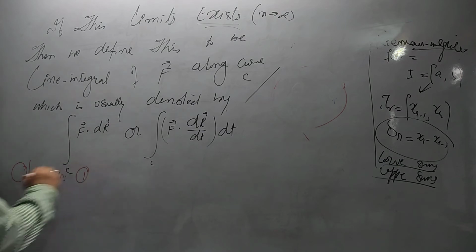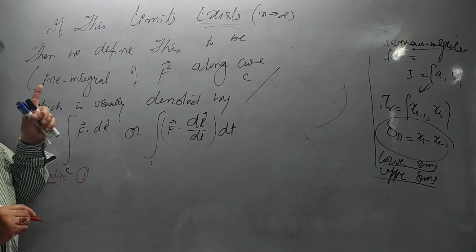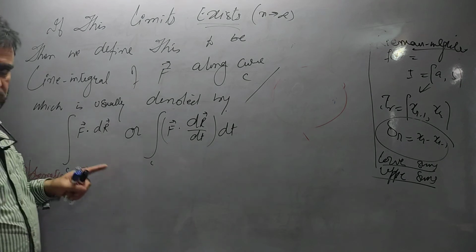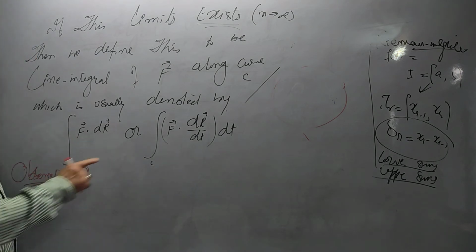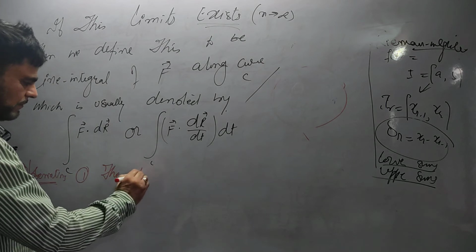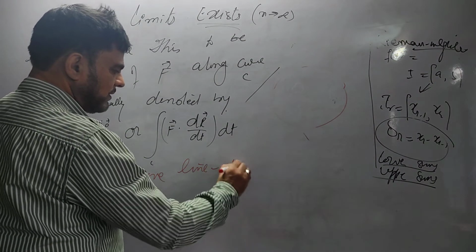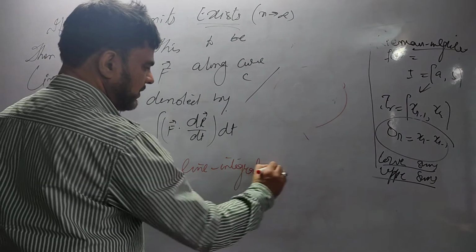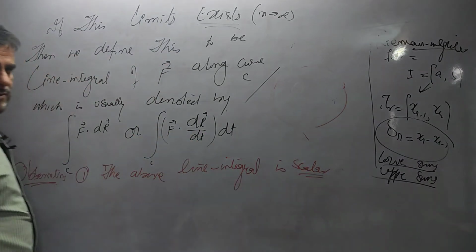Number one is this: the above line integral, when we take the dot product in the sum, which I have denoted by alpha, if we take there the scalar product, then this is a scalar. The above line integral is a scalar. Remember this in case of dot.